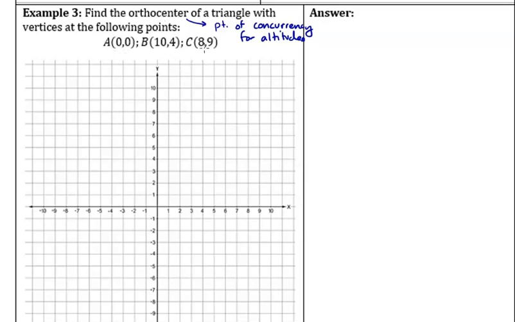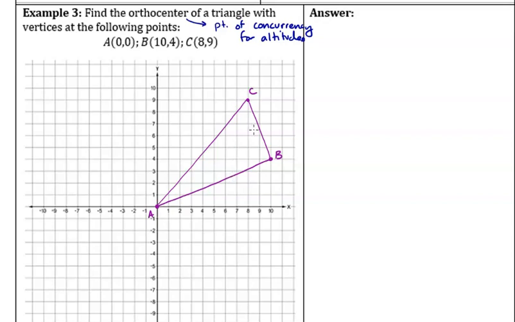And our triangle has these vertices. So let's first go ahead and put our triangle on this graph here. We have point A at 0, 0. Point B is at 10, 4. And point C is at 8, 9, which would be up here. So we got point C there, point B there, and point A there. So our triangle looks a little bit like this. If I can draw that triangle with fairly straight lines. There we go. Okay, there's our triangle. That's not too bad. So we need to find now the location of the orthocenter for this triangle.